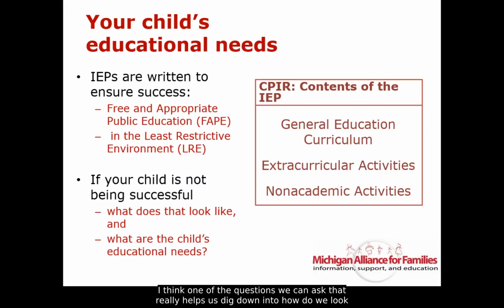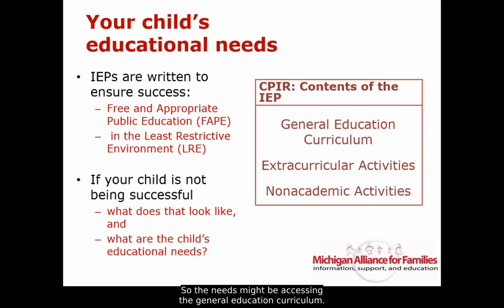I think one of the questions we can ask that really helps us dig down into how we look at success is: what if your child is not being successful? What does that look like? Their writing is poorly formed, or they're not able to stay in their seat. What is it that, due to their disability, makes them unsuccessful in their learning environment? Because then we can start collecting data and look at what those needs are.